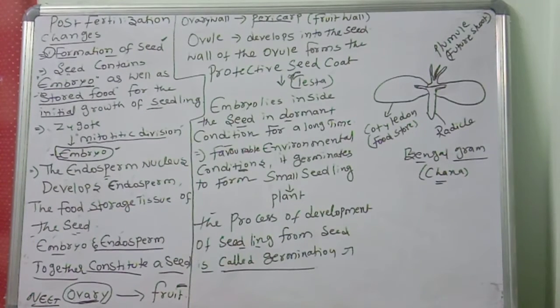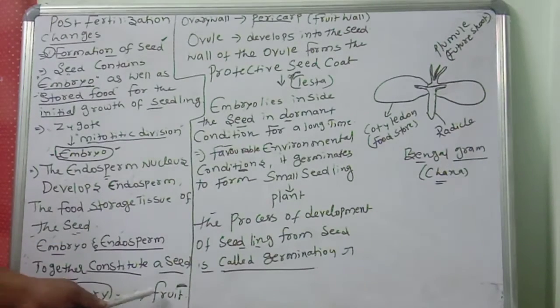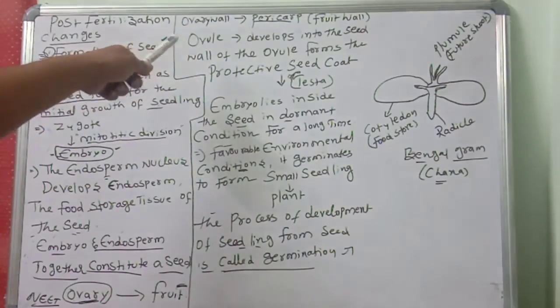Okay, children. Post fertilization changes lead to the formation of seed. The seed contains the embryo as well as stored food. For the initial growth of the seedling, the stored food is useful. After formation of the zygote, it undergoes mitotic division and forms the embryo. The endosperm nucleus develops into endosperm, the food storage tissue for the seed. Embryo and endosperm together constitute a seed. The ovary will be converted into fruit. The ovary wall is the pericarp. Pericarp is nothing but the fruit wall.